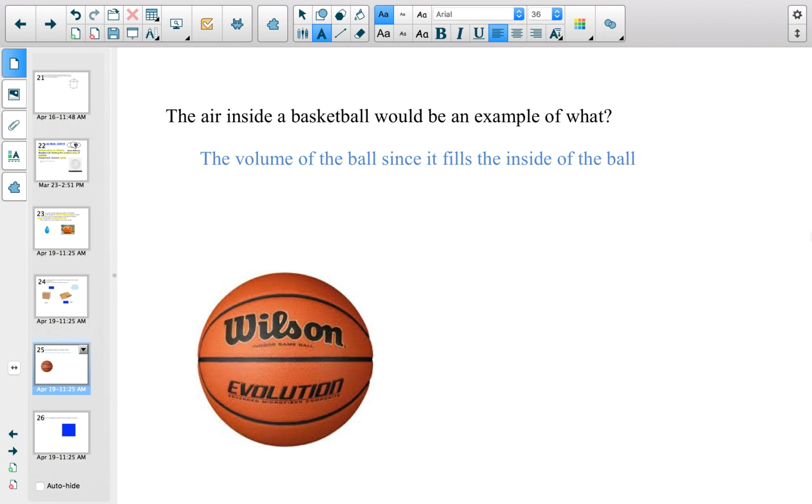The air inside of a basketball would be an example of what? So, what is inside this basketball? We're not talking about the leather on the outside. We're talking about the air inside, the volume, because it's what's inside, right?